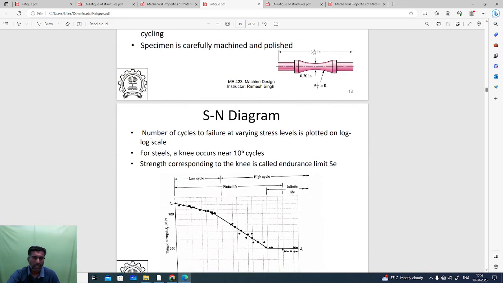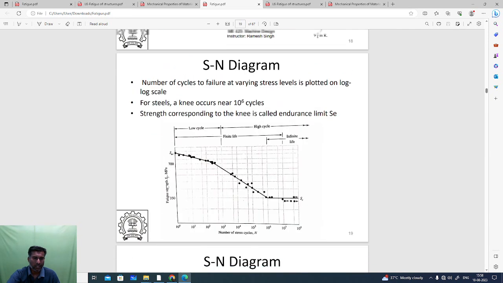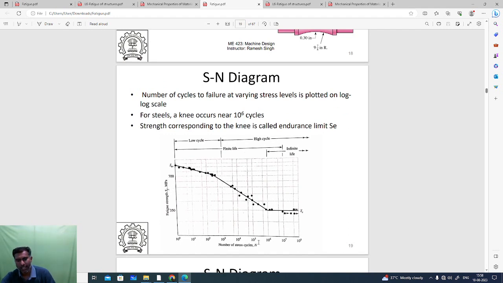See the S-N diagram, the number of cycles to failure at varying stress levels. Here on the x-axis is the number of cycles, and on the y-axis the fatigue strength. The unit of strength is megapascal or Newton per mm square, meter square or centimeter square, any one. See the low cycle and high cycle regions. Low cycle means the stress value is high and life is very less; in high cycle the stress value is less, and then life increases.